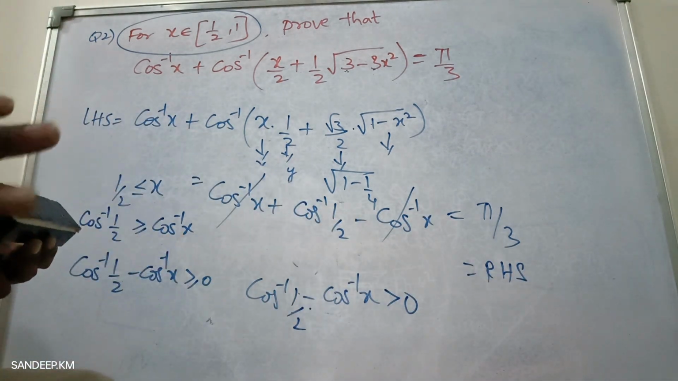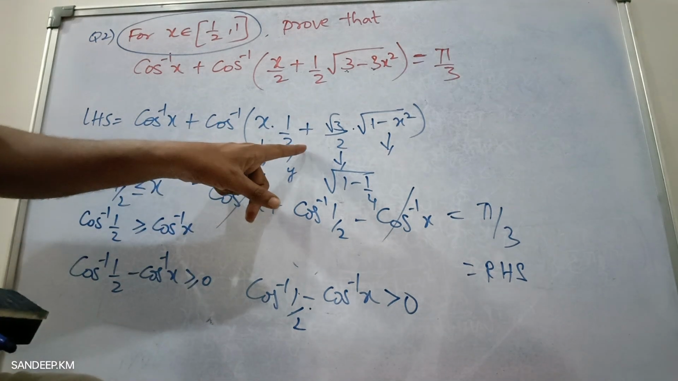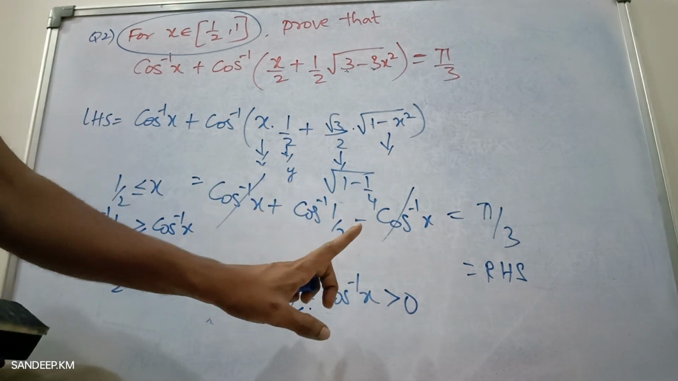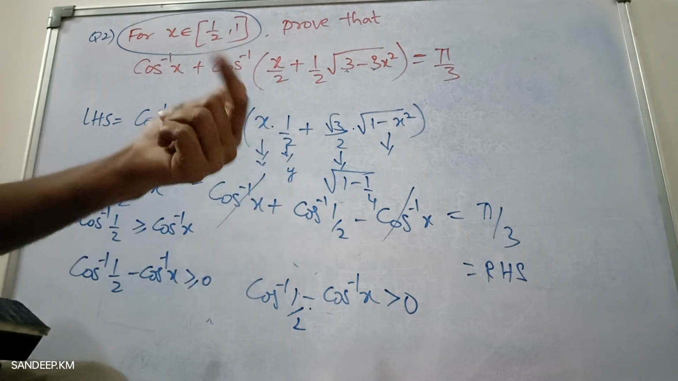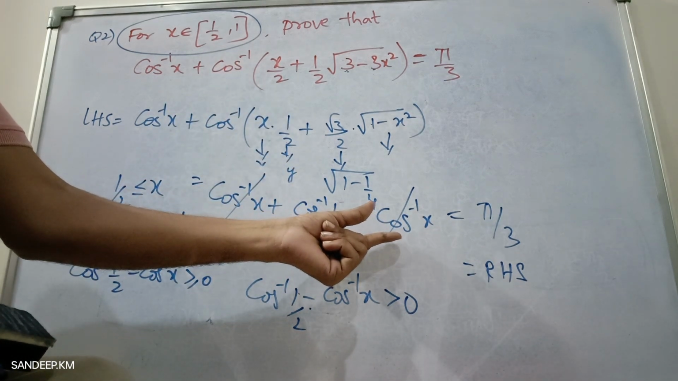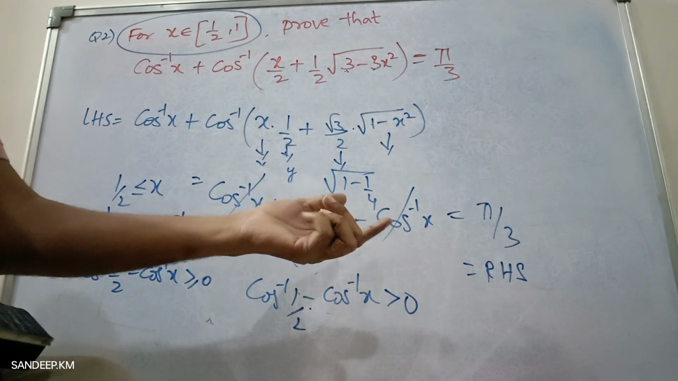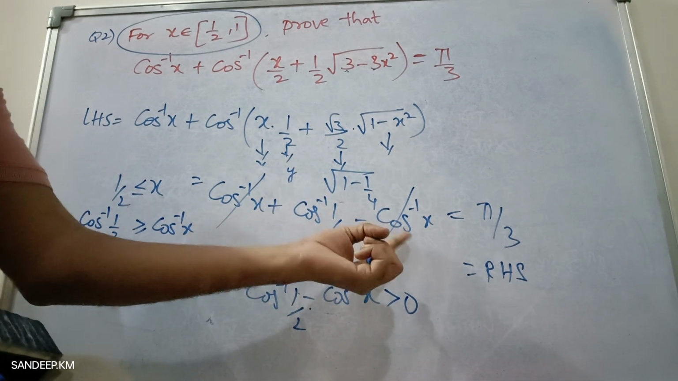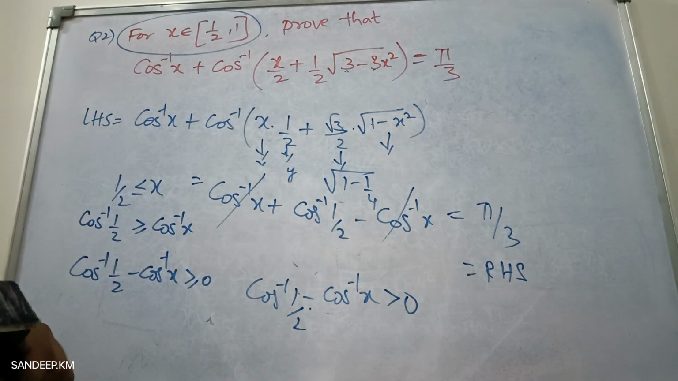Once again, what is that simple mistake that you have done? You wrote this particular formula as cos inverse x minus cos inverse 1 by 2. But that is not correct. Why is it not correct? Because cos inverse x minus cos inverse 1 by 2 is a negative value. We are supposed to write a positive value here, so we should write cos inverse 1 by 2 minus cos inverse x.